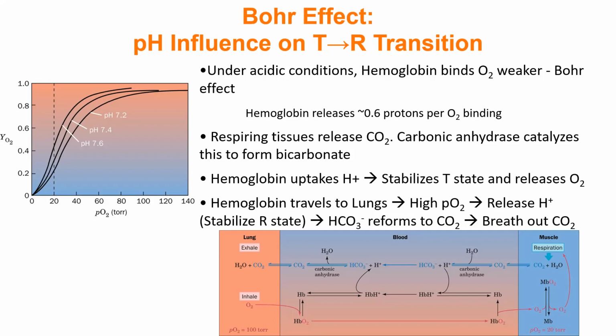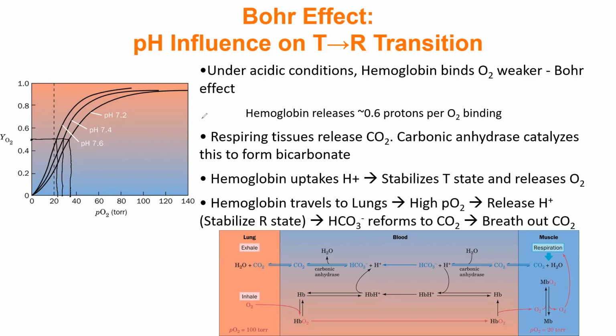We can see that on the plot to the left. And again, let's look at P50. So at a pH of 7.6, P50 is roughly 22 torr. At 7.4, it is like 28 torr. At 7.2, it's like 35 torr. So as you get more and more acidic, you're less likely to bind oxygen to hemoglobin.